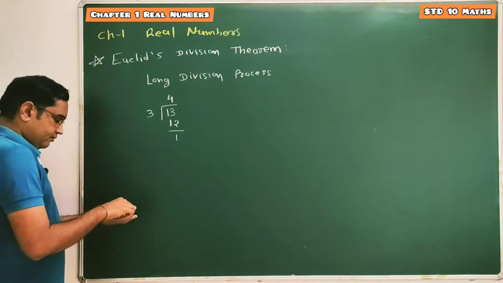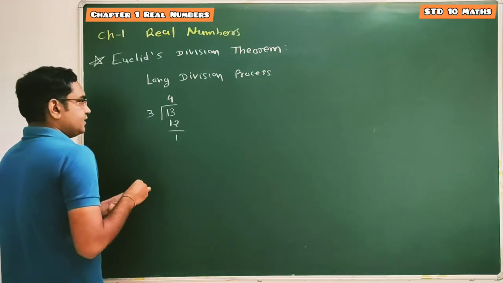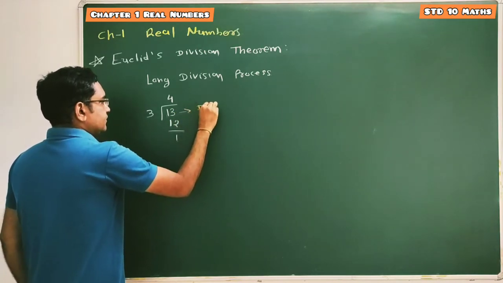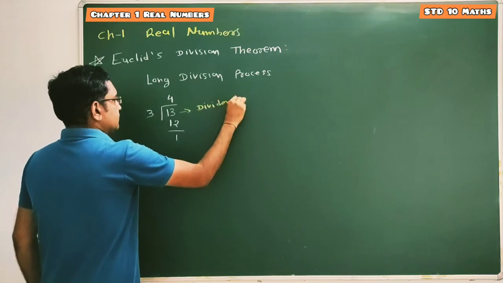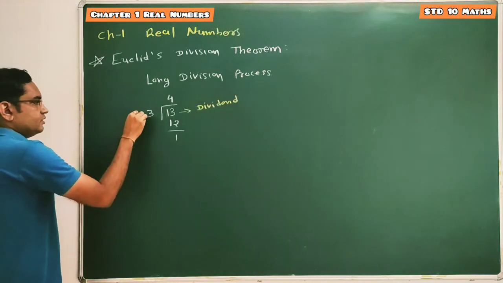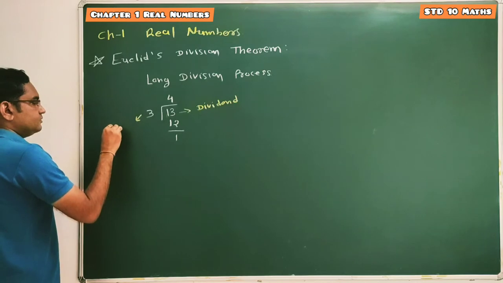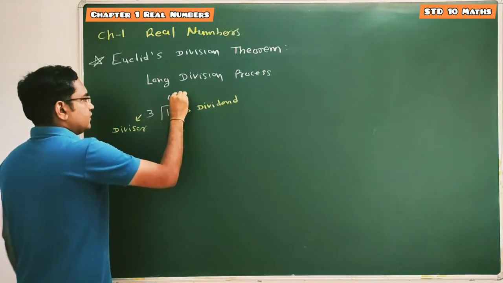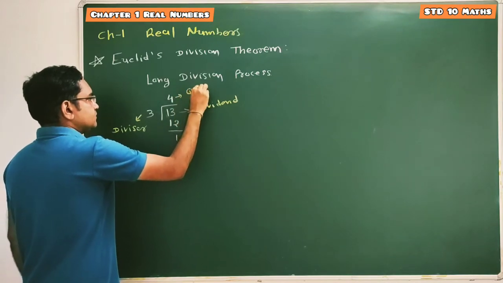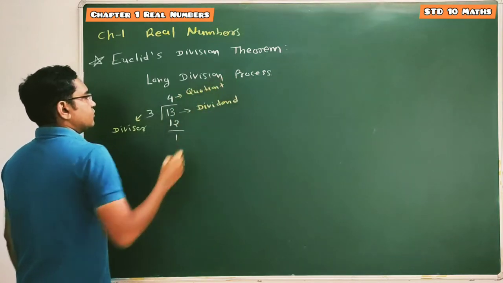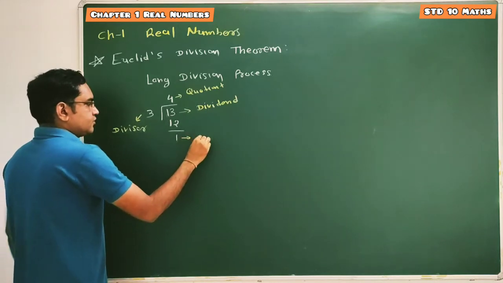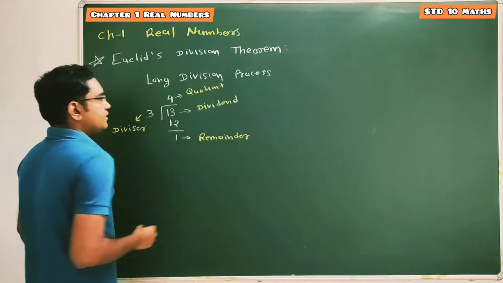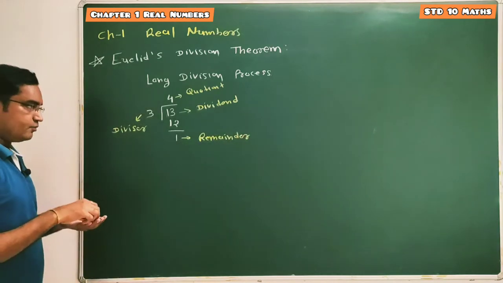So in this long division process, this 13 is known as dividend. This 3 is known as divisor. This 4 is known as quotient, and this 1 is known as remainder. So this is the long division process.